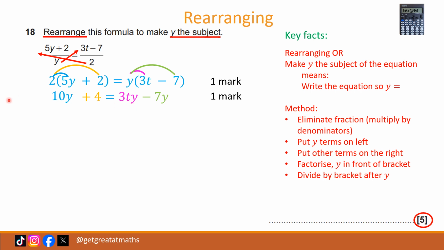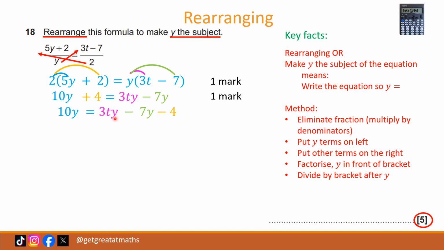second mark. From here, the next step says put the y terms on the left and the other terms onto the right. So I'm going to get rid of this plus 4 to start with, and the opposite to plus 4 is subtract 4. So I'm going to do 10y is going to equal the 3ty, take away 7y, and then instead of having plus 4 here, I'm going to take away 4 from both sides.